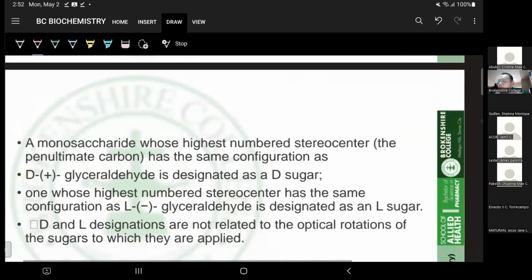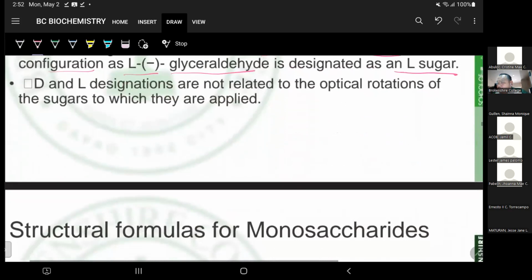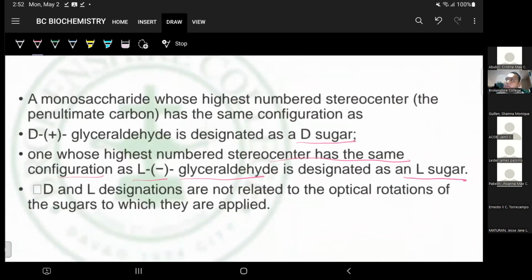Okay, to continue. A monosaccharide whose highest numbered stereocenter, the penultimate carbon, has the same configuration as D-glyceraldehyde is designated as a D-sugar. And one whose highest numbered stereocenter has the same configuration as L-glyceraldehyde is designated an L-sugar. D and L designations are not related to the optical rotation of the sugar to which they are applied. We have no example here, but as I mentioned, whether it is a 4 carbon, 5 carbon, 6 carbon sugar, and so on, if most of the OH is on the left, that is levo. If most of the OH is on the right, that is dextrorotatory.